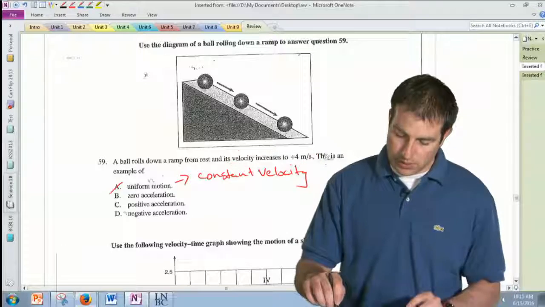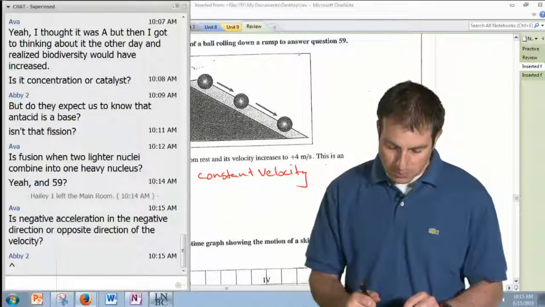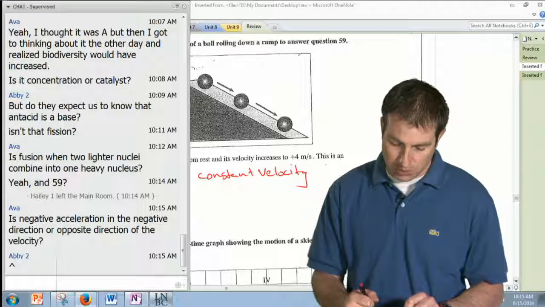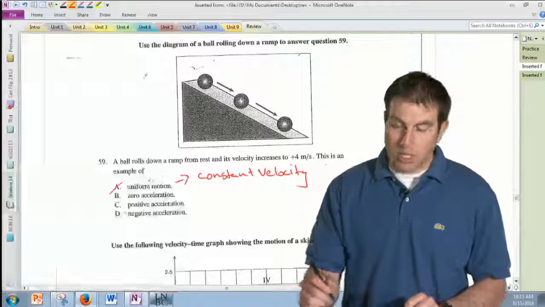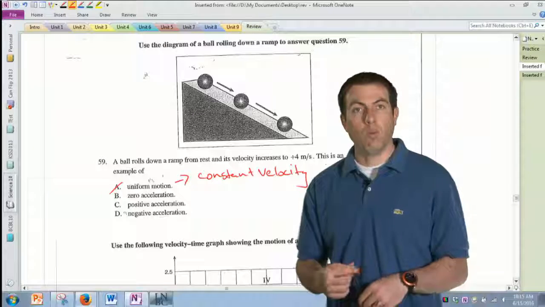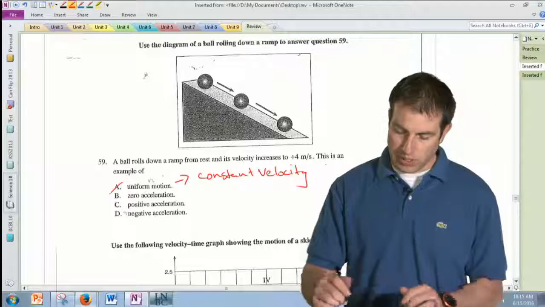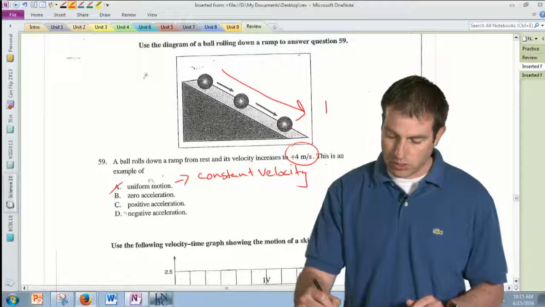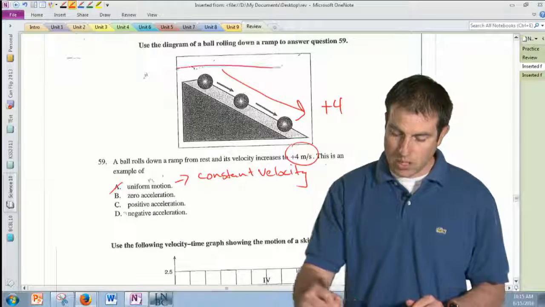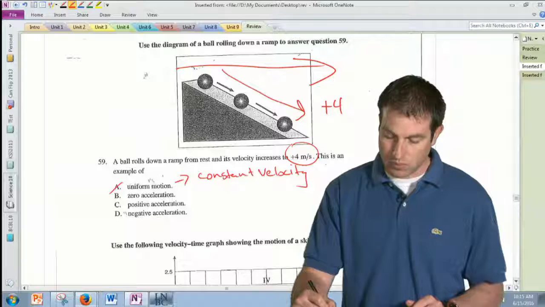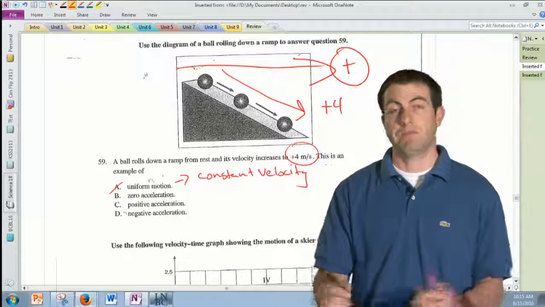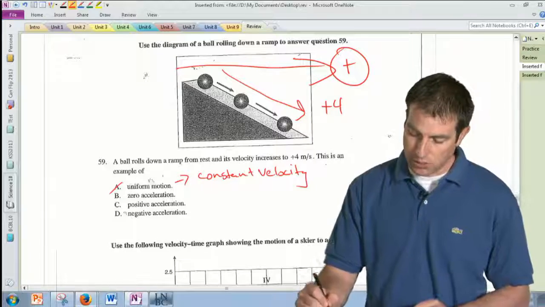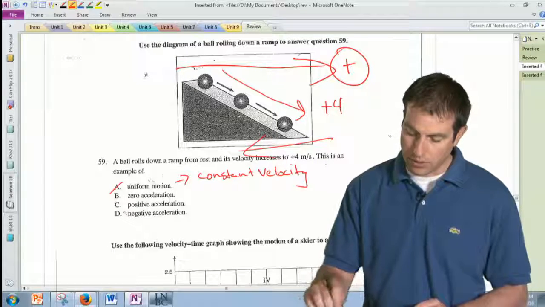Well, in this case, it's saying, is negative acceleration the negative direction or opposite the direction of velocity? It depends on what we've defined as being positive. So it said that the object is going down this ramp and its velocity increases to positive 4. So anything going to the right is going to be positive. Is the acceleration in that direction, or is the acceleration in the other direction?